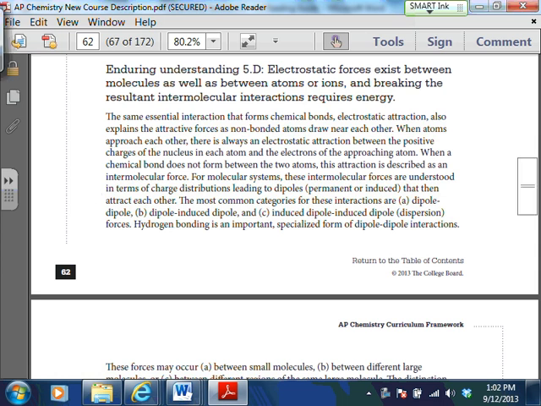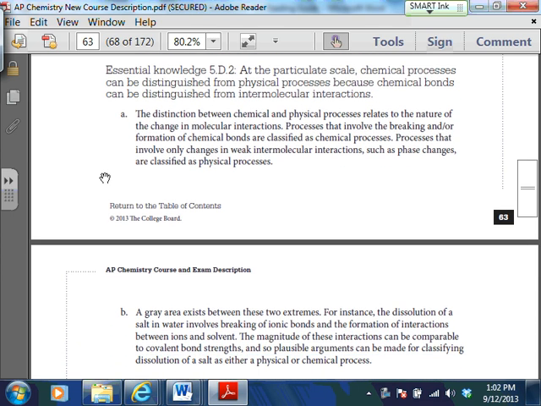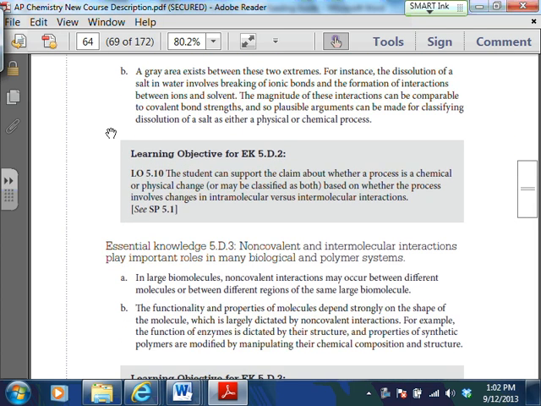So then if we go to 5D2, at the particulate scale, chemical processes can be distinguished from physical because usually you can distinguish chemical bonds from intermolecular ones, okay? But there's that one example that we talked about when we were talking about physical and chemical changes. You remember where we talked about an ambiguous change? So say physical change, a chemical change, or an ambiguous change. This is the gray area, all right? So this is obviously a covalent bond, and this is obviously a London dispersion force, so this is a weak intermolecular attraction.